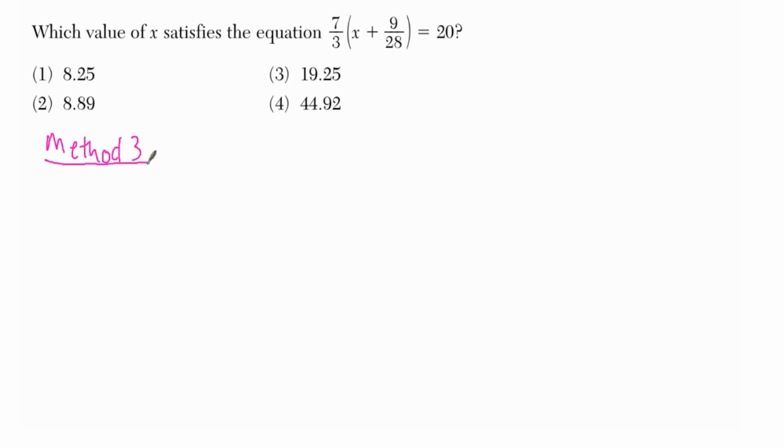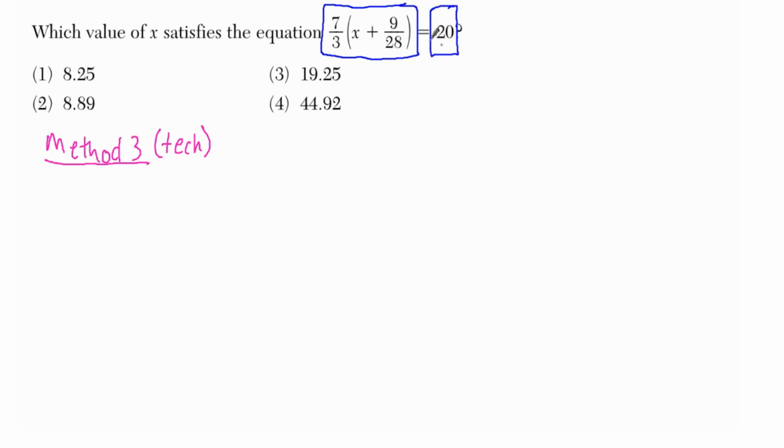And this is a technology-based solution method. So with this method, what we do is we look at our equation and we see, there's the left side of the equation and there's the right side of the equation.